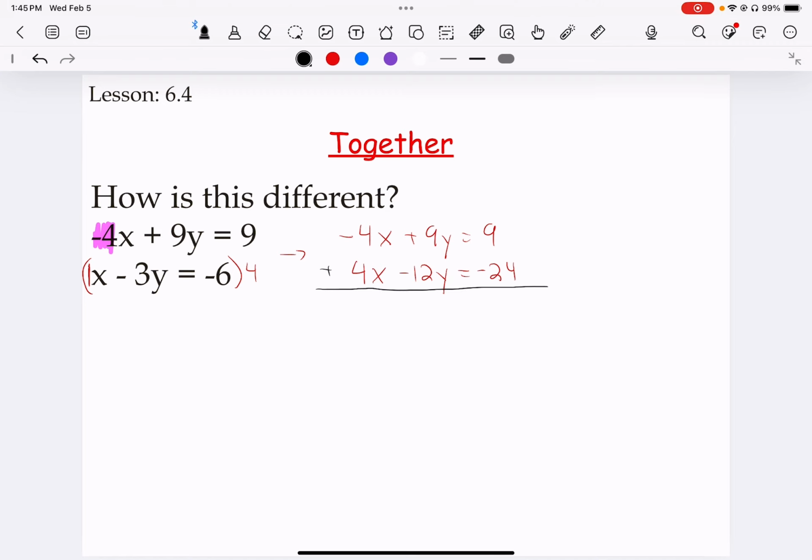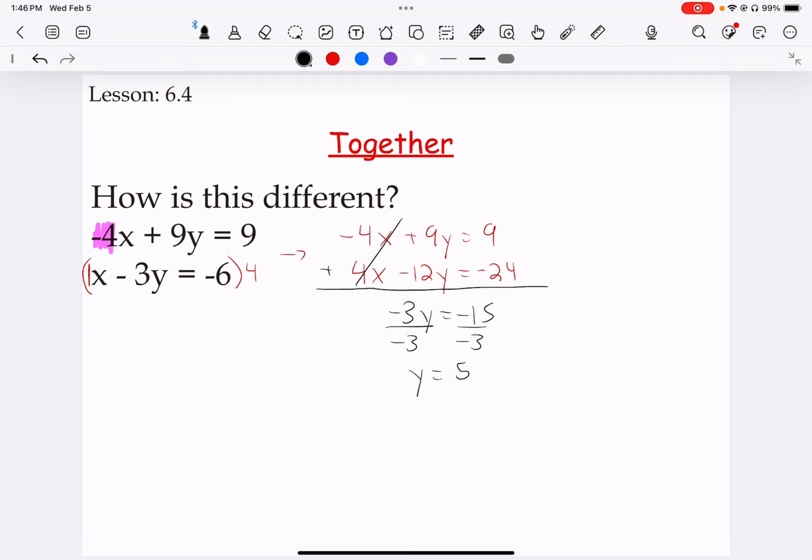Negative 4x plus 4x is 0, so it gets eliminated. 9 plus a negative 12 is negative 3y. And 9 plus a negative 24 is negative 15. Divide both sides by negative 3. Y is equal to 5.